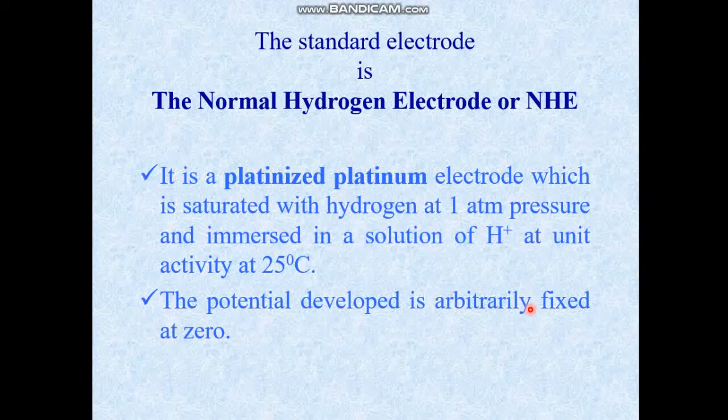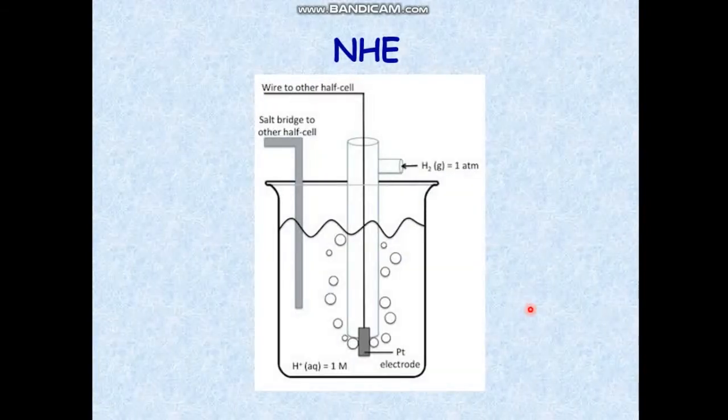The potential developed this way is arbitrarily fixed at 0. Since this is the standard potential, it has to be fixed at 0, but the condition is the temperature should be STP, 25 degrees Celsius, and the concentration or activity is 1. This way a normal hydrogen electrode can be produced, and here is the picture of an NHE, where this part is platinized platinum.